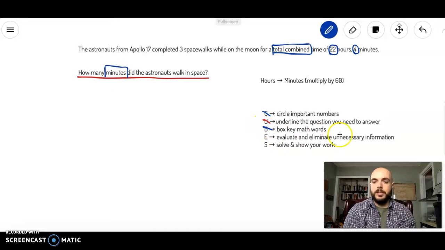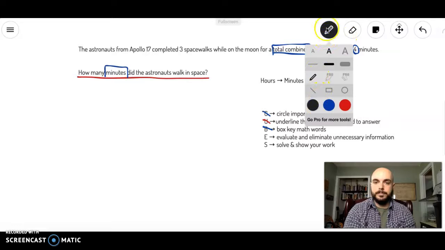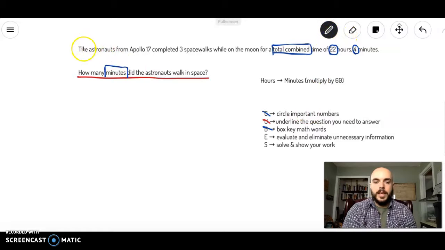Next is to evaluate and eliminate unnecessary information. I'm going to use my black marker for that. The astronauts from Apollo 17 completed 3 spacewalks while on the moon for a total. Okay, after I've finished underlining, circling, and boxing, I don't need to worry about this anymore, where they are, what they're doing. All I care about is how to convert this 22 hours and 4 minutes into minutes here.